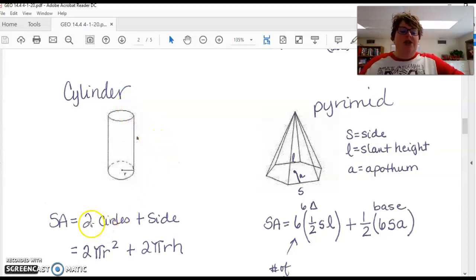And so I want to make sure, so you have 2 circles, so it's 2 pi r squared, plus your sides, which is 2 pi r h. So this is your formula for a cylinder.